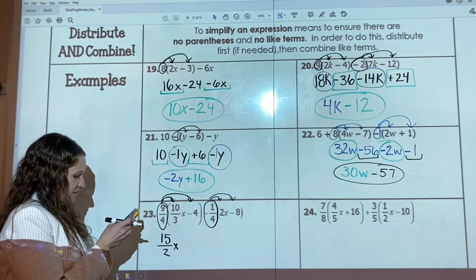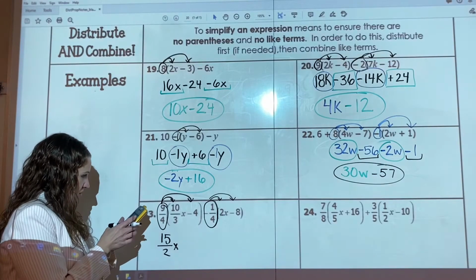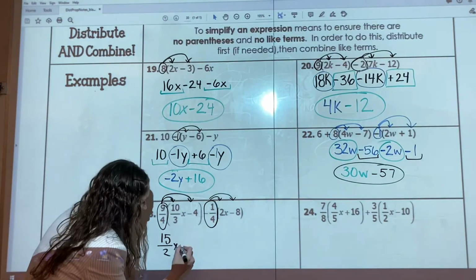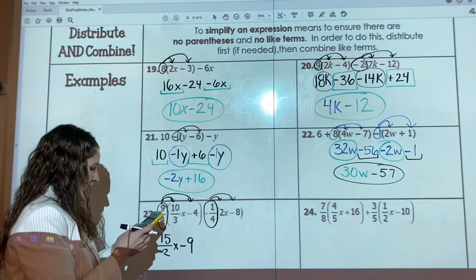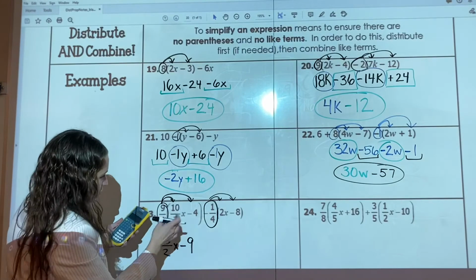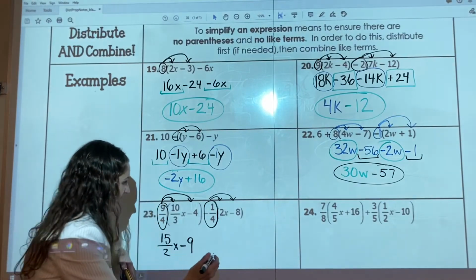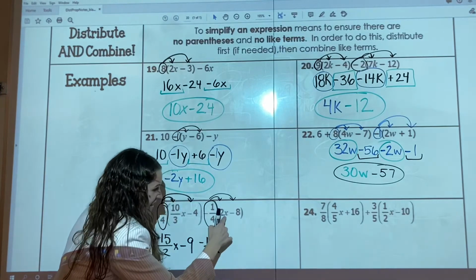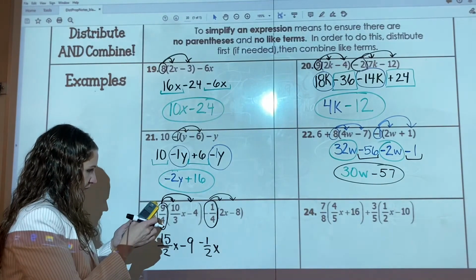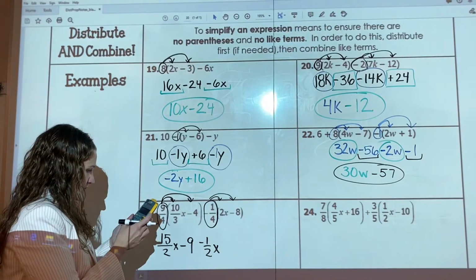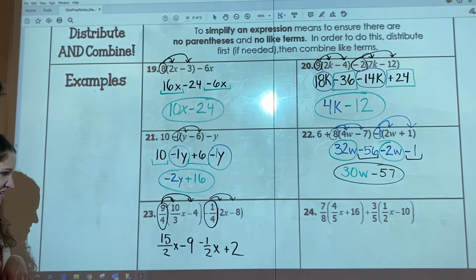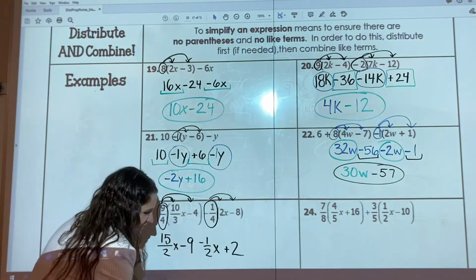9/4 times -4 is -9. Let's do this one. -1/4 times 2 is -1/2 x, because that guy has the x on. And then -1/4, once again, times -8, +2. All right. So we are not quite done yet because we can combine like terms.